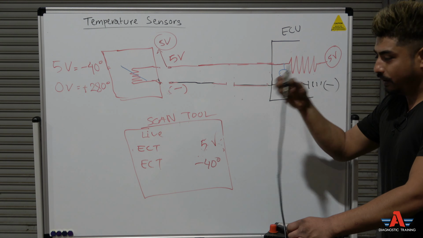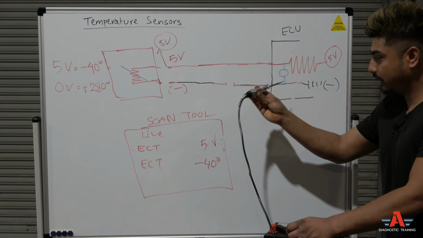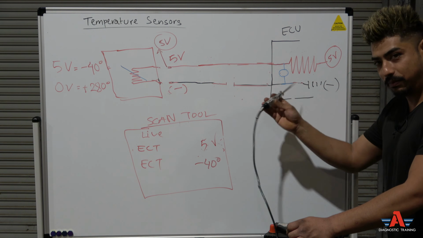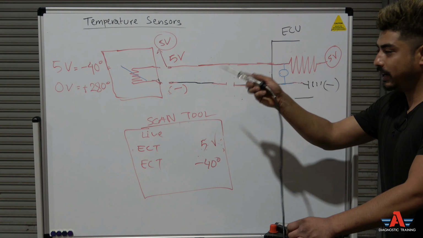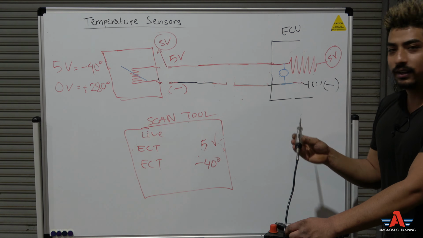If you don't see the earth right here, if the test light doesn't light up, what does that mean? Your computer is bad. That circuit in the computer is bad. So no matter how many times you put a new sensor in that car, it will never work, right?